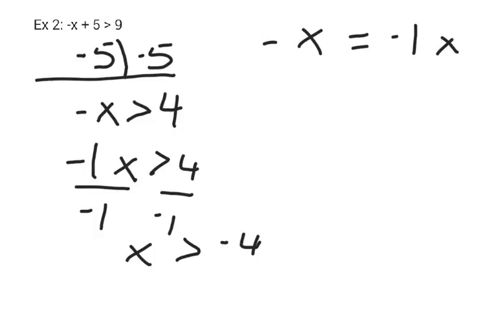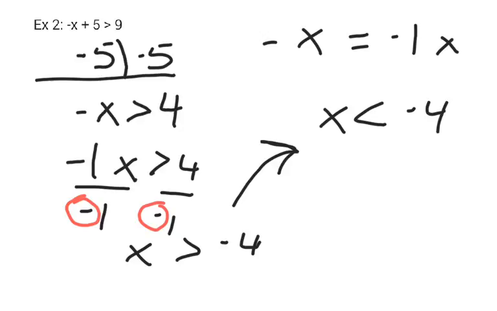Well, let's stop and take a look. Notice here we divided by a negative again. Okay, even negative 1. Therefore, this is no longer our answer, but instead we need to say that x is now less than negative 4. Again, all I do is flip the inequality.